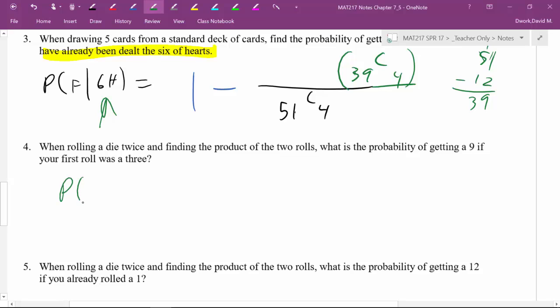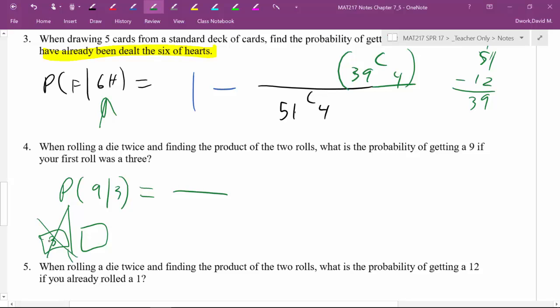Okay, so what's the probability of getting a 9 given that I already got a 3? All right, well, that seems not too bad. When you think about it, we're rolling 2 dice, and this one already came up a 3. So that part of the game is done. This is finished. You can't change that.